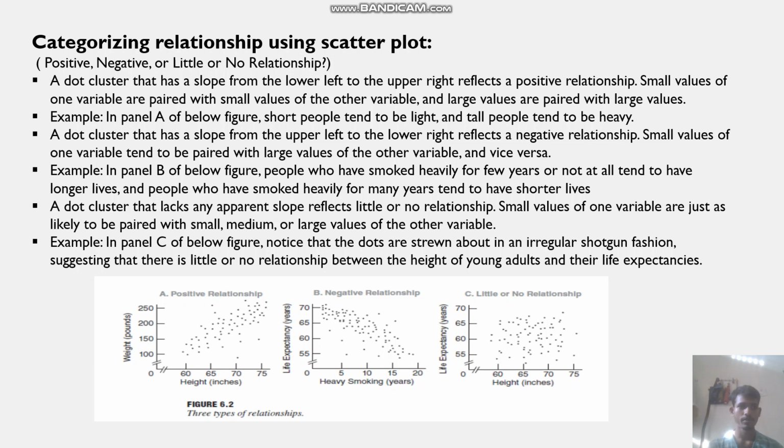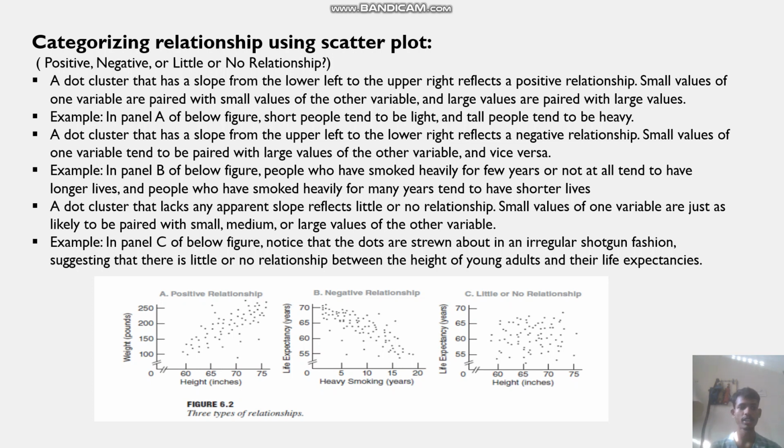tall people tend to be heavy. A dot cluster that has a slope from the upper left to the lower right reflects a negative relationship. Small values of one variable tend to be paired with large values of the other variable and vice versa. Example, in panel B of the below figure, people who have smoked heavily for a few years or not at all tend to have longer lives, and people who have smoked heavily for many years tend to have shorter lives.